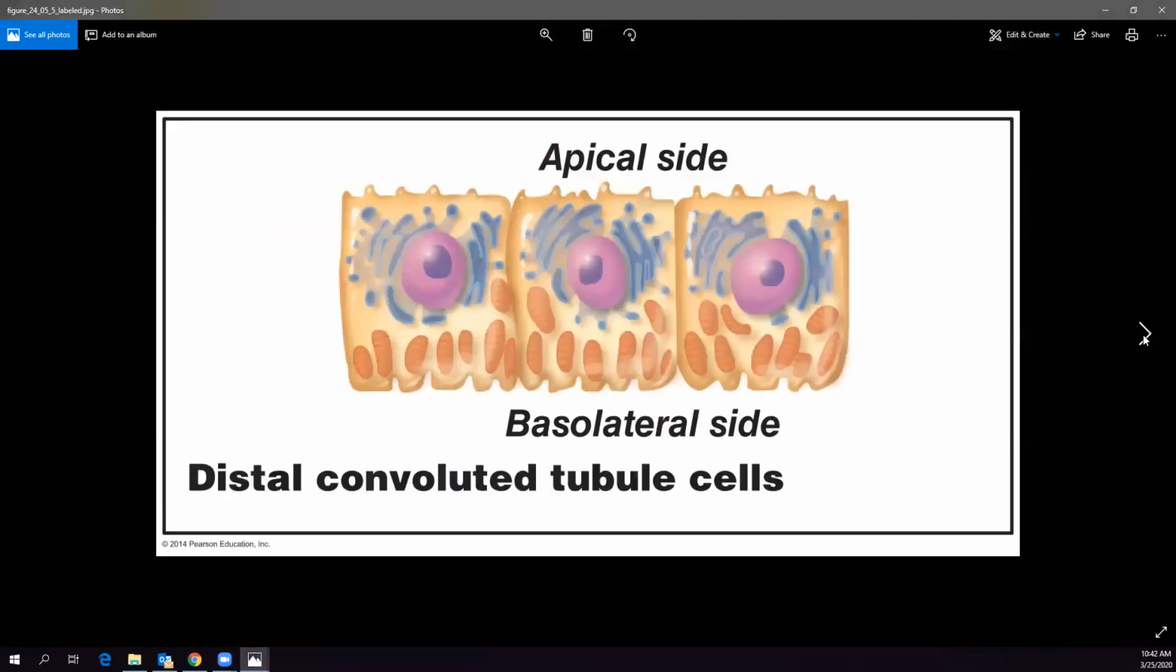Then the distal convoluted tubule. Look, very few microvilli, fewer mitochondria, and we'll talk about that. But still, what kind of cells? Simple cuboidal epithelium. So fewer microvilli, fewer mitochondria.